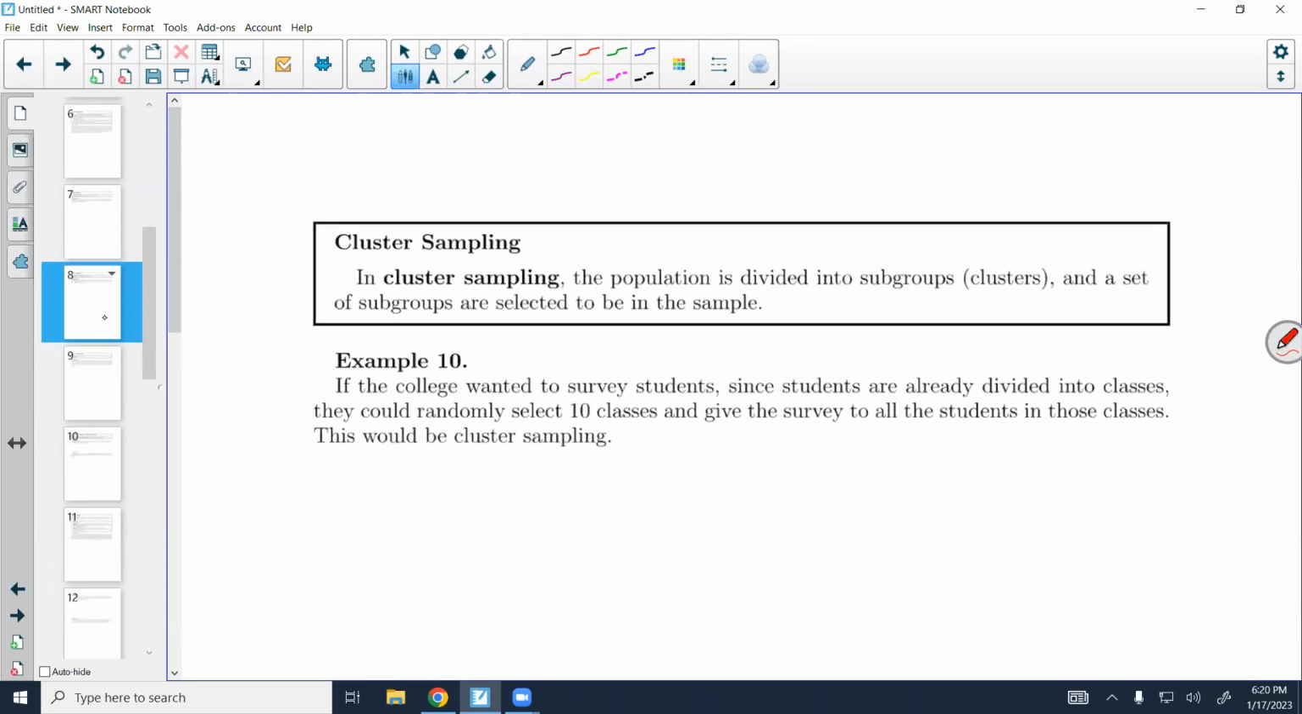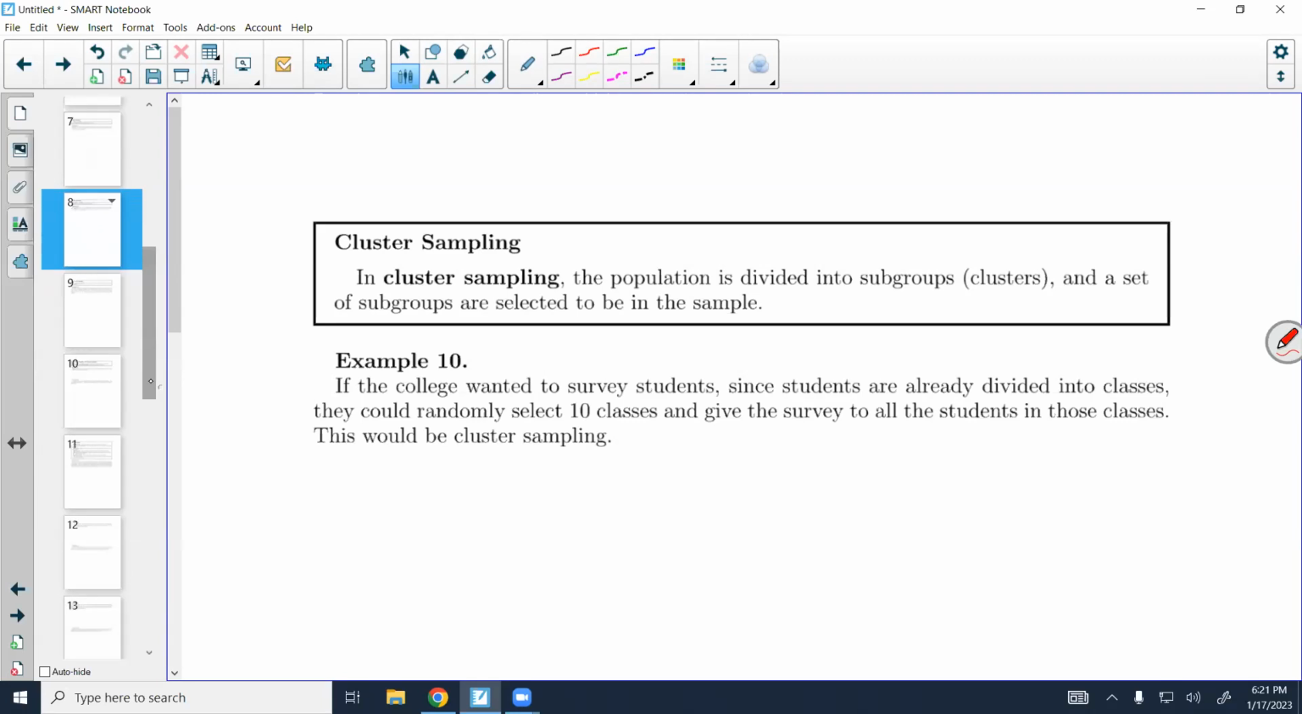Cluster sampling. In cluster sampling, the population is divided into subgroups or clusters, and a set of subgroups are selected to be in the sample. So unlike before, where we randomly pick people out of the strata, here we're picking people out of subgroups. Or actually, we're picking the subgroups themselves. So I randomly put everybody in like quadrants, and then I randomly pick quadrants to choose. Again, some of these methods are better than others.